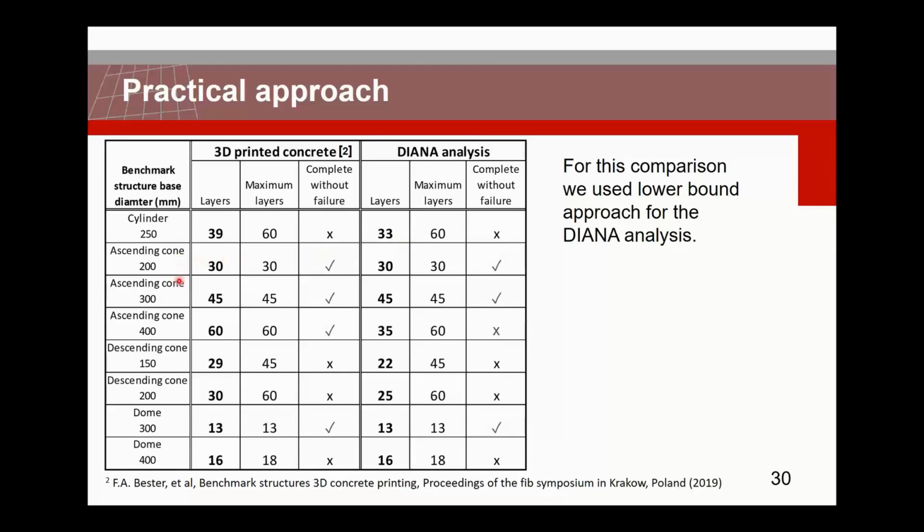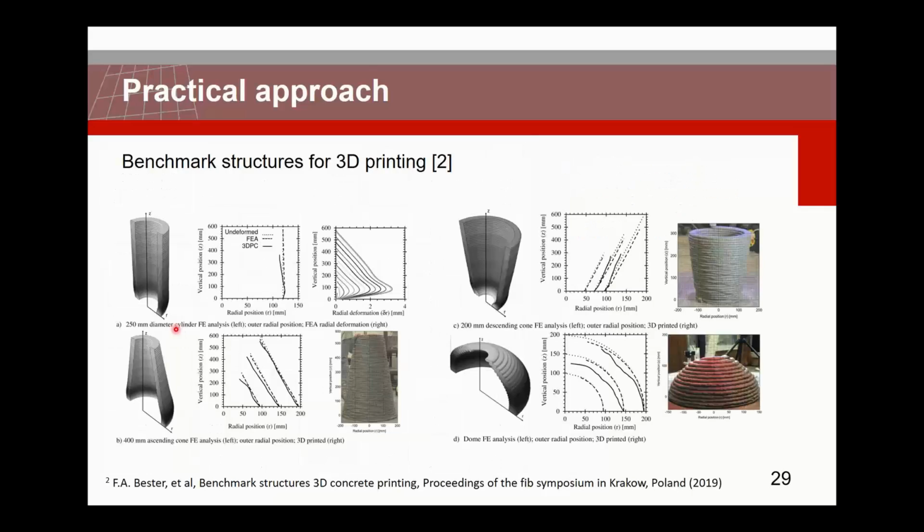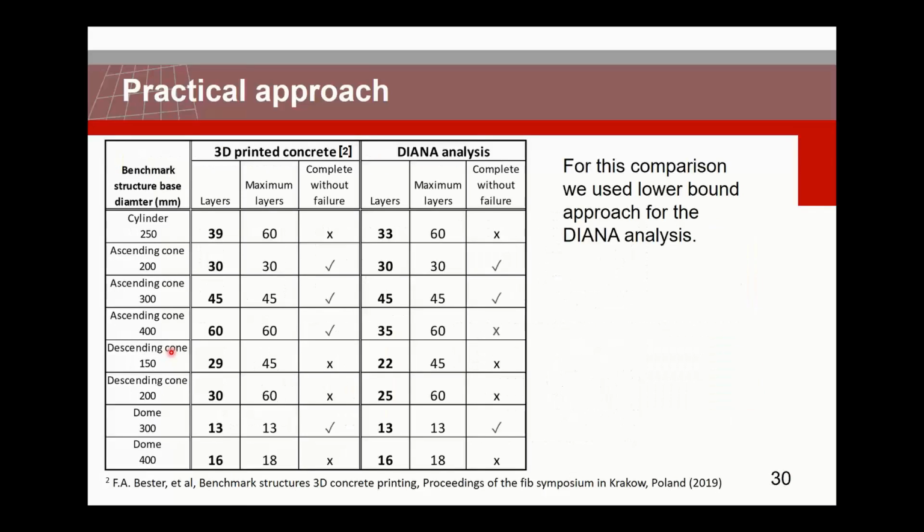Then we see the 3 ascending cones. So those are, that's B. So basically the diameter is shrinking once we go higher. In the experiment, all 3 of them could be printed. With the practical approach, actually only the first 2 could be printed, and the 3rd one fails at layer 35. Next up is the descending cone. It fails at 29 and 30, and in our case it fails at 22 and 25.